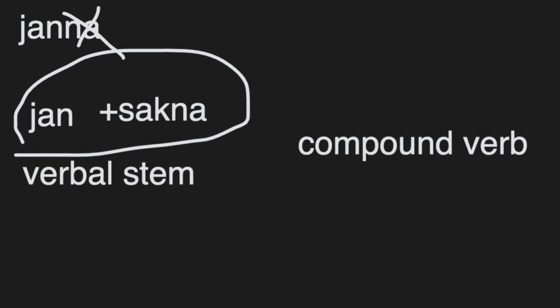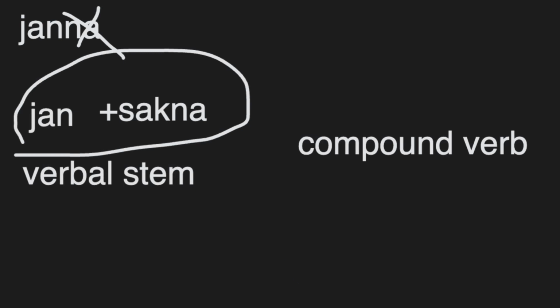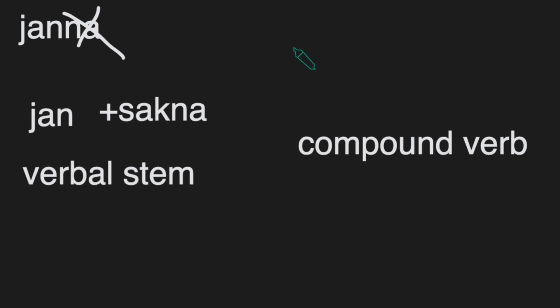So what we do is we conjugate it. We'll conjugate Jan Sakna. We'll make it a verb and we conjugate Jan Sakna. So here we conjugate it in present simple tense. We added the te suffix. So we'll remove the na, and here we'll put a te suffix.